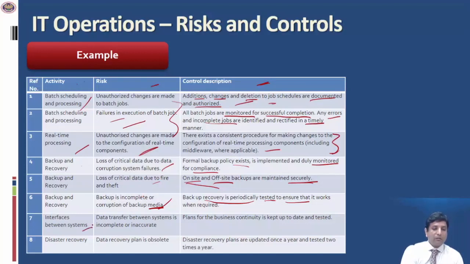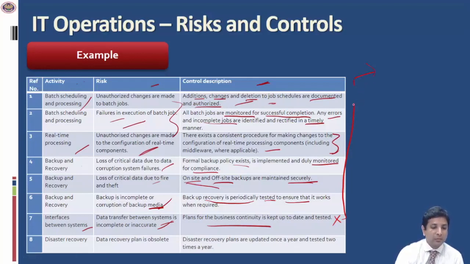Let us look at the other activity of interfaces. So in this example, the risk that is given is data transfer between systems is incomplete or inaccurate. So we know that interfaces is the data flow between two or more systems. So when data flows from one system to another, how is the completeness and accuracy ensured? It is possible that there may be data flow which is incomplete or even inaccurate. So what is the control for that? So here the control is incorrect. The actual control should be something like this.